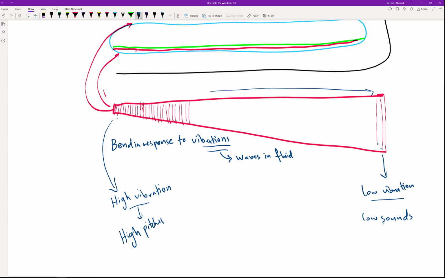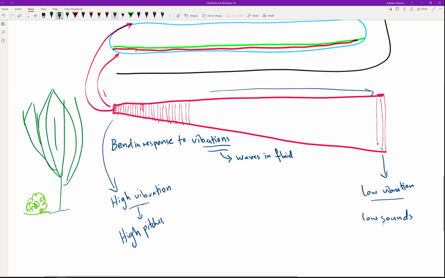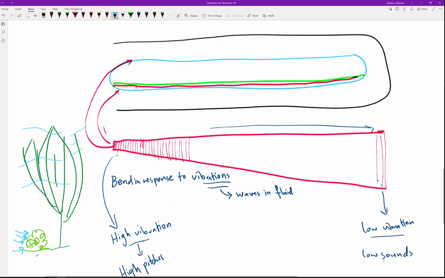I usually think of it as small bushes and a long tree or a big tree. If there is a breeze, the leaves and branches of the big tree will go along with the breeze. Whereas the bushes need much stronger wind to move or bend them. So the shorter fibers need high frequencies to bend them, whereas the longer fibers need low frequencies to bend them. So now, back to here.